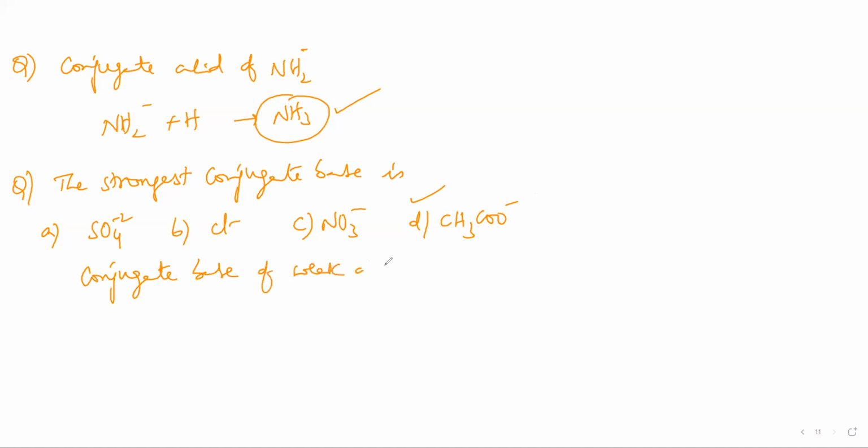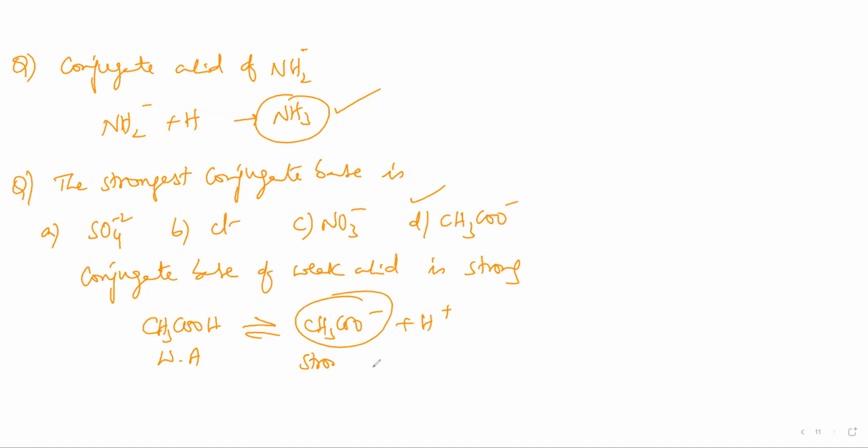Conjugate base of a weak acid is strong. We know that acetic acid is a weak acid, so it produces CH3COO minus plus H plus. Now this is a strong conjugate base. Okay, so that is about that.